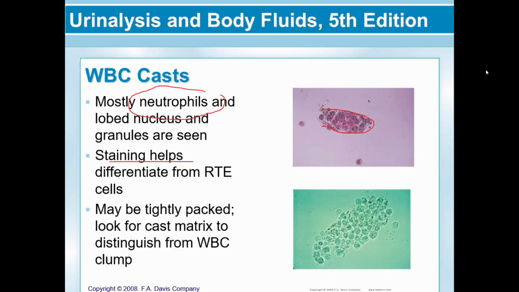So if you can see there's no hypersegmented nuclei, multi-lobe nuclei, then more likely that's your WBC cast and not your RTE. And for RTE kasi medyo mas malaki sila compared dun sa WBC natin. Okay? So they may be tightly packed. Okay? So look for cast matrix to distinguish it from your WBC clump. Kasi baka naman pala kumpul lang ng WBC yan, at hindi yan white blood cell cast.